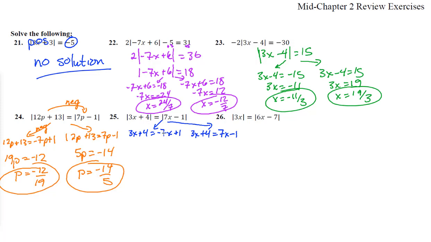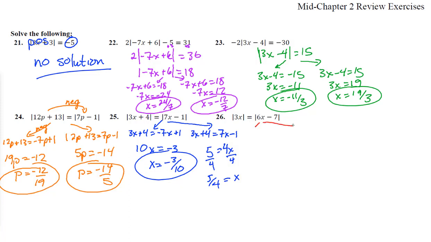So solving this one, add 7x to both sides and we get 10x over here. Subtract 4 from both sides and we get negative 3. So x is going to be negative 3 tenths. There we go. And then subtract 3x over here, we get 4x. Add 1 and we get a 5. So x equals, let me see, divide by 4, that's x equals 5 fourths. Good. And then the last one, number 26.